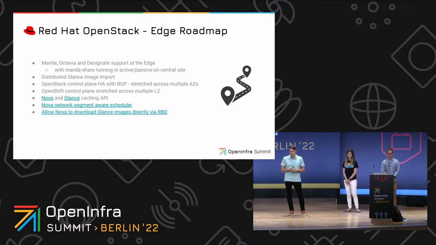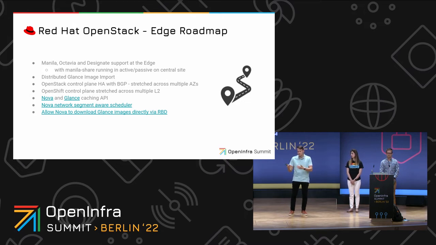These are some of the features that will help us to remedy that. Today, things like Manila, Octavia, or Designate, so load balancer as a service, DNS as a service, and some of the storage services, do rely on being in a single AZ, right? That might create a single point of failure if you don't design it properly.